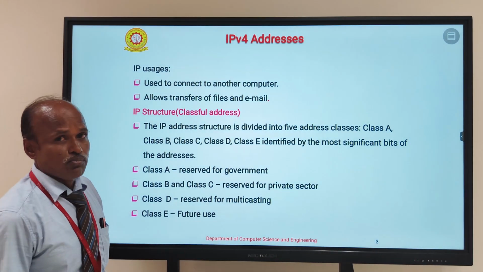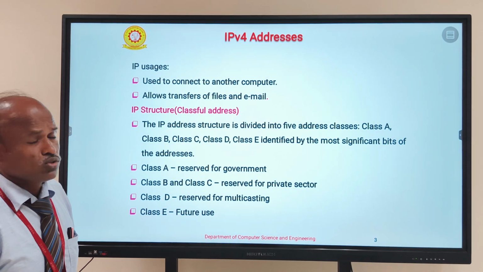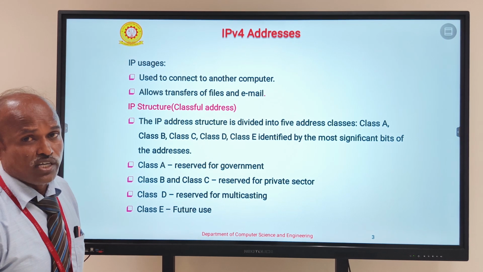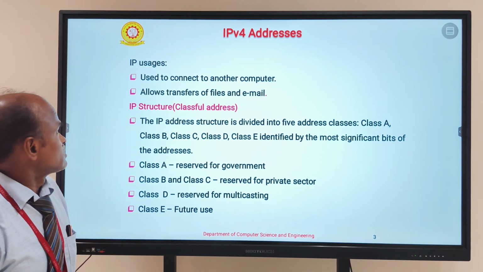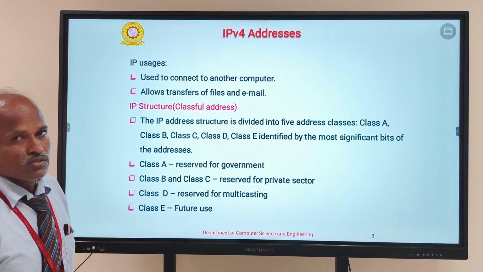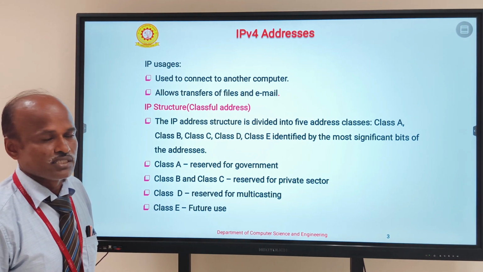Then what is IP used for? This IP is mainly used to connect one device to another device. Then we can transfer files from one device to another device. These things we can do using IP. Then the IP structure. The IP structure is based on two types: one is classful addressing and one is classless addressing.